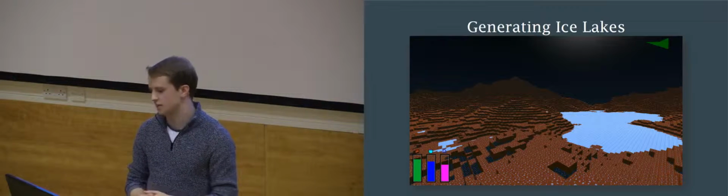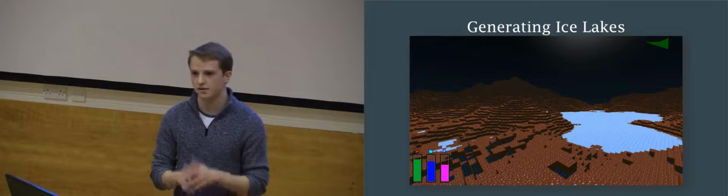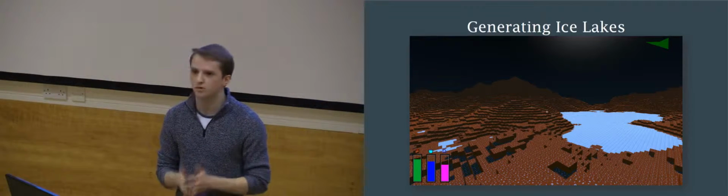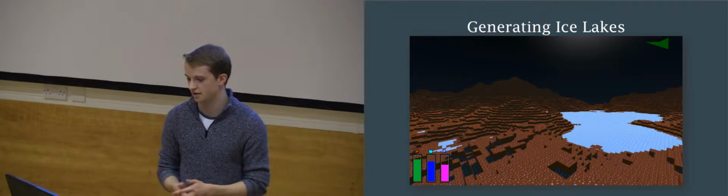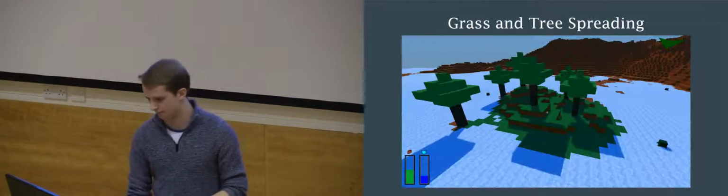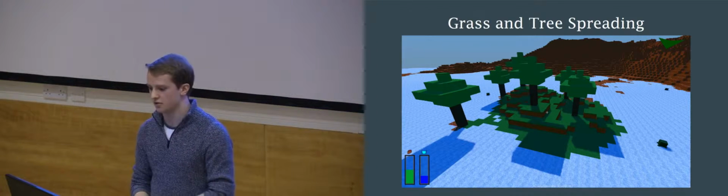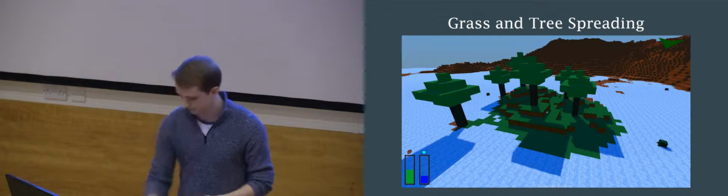Generating ice lakes is actually quite a simple process. We just have a fixed sea level, in air quotes. Any block below the sea level will simply get set to be ice, generating these large lakes that the player can obtain water from. Another interesting algorithm is how we handle grass and tree spreading.